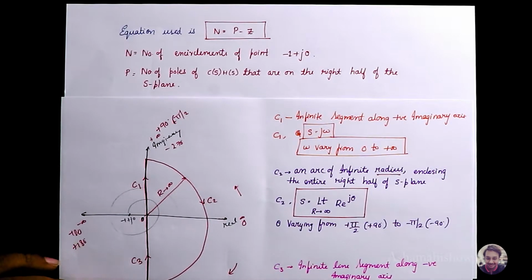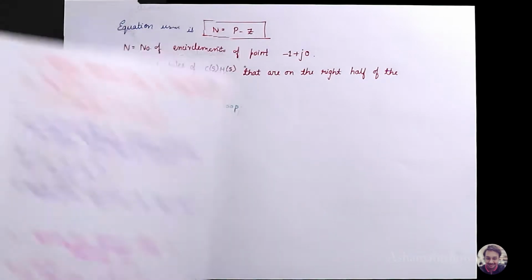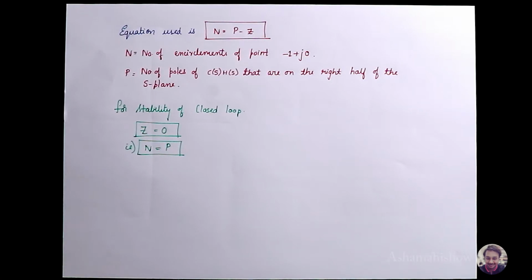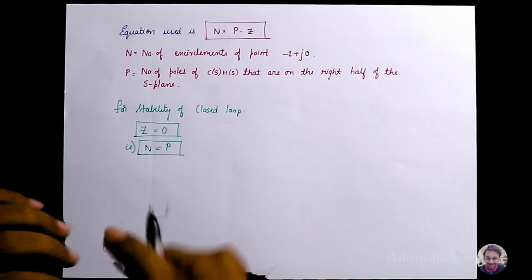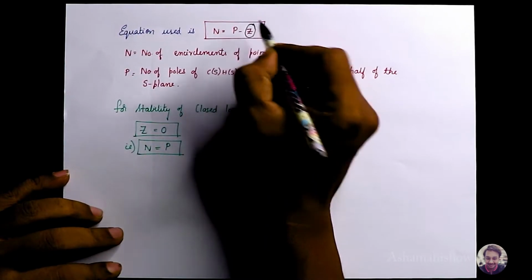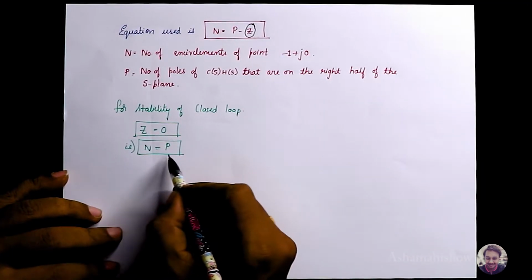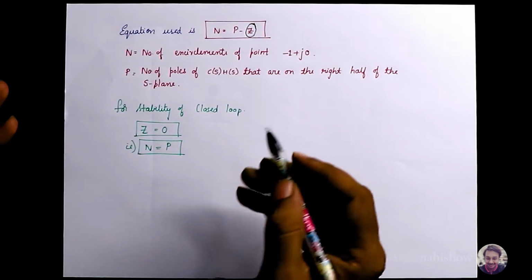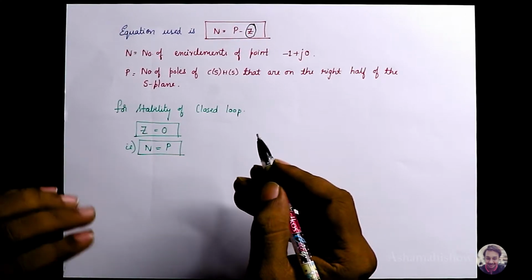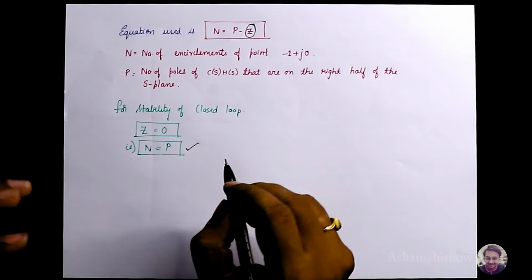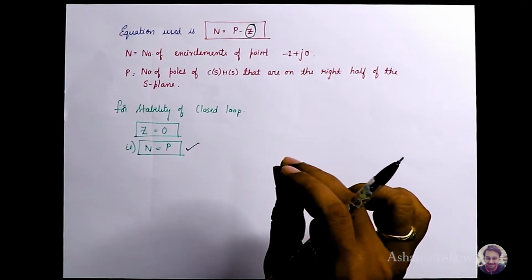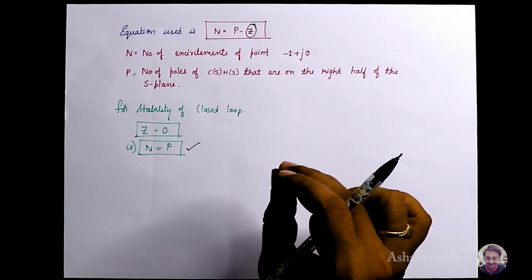That is N. For stability, if you have to say a closed loop transfer function is stable, then your Z should be equal to 0. That really means that your N is equal to P. Your encirclements should be equal to the number of poles. We need to derive this one, we need to prove this one. Then only we can say the system is stable.